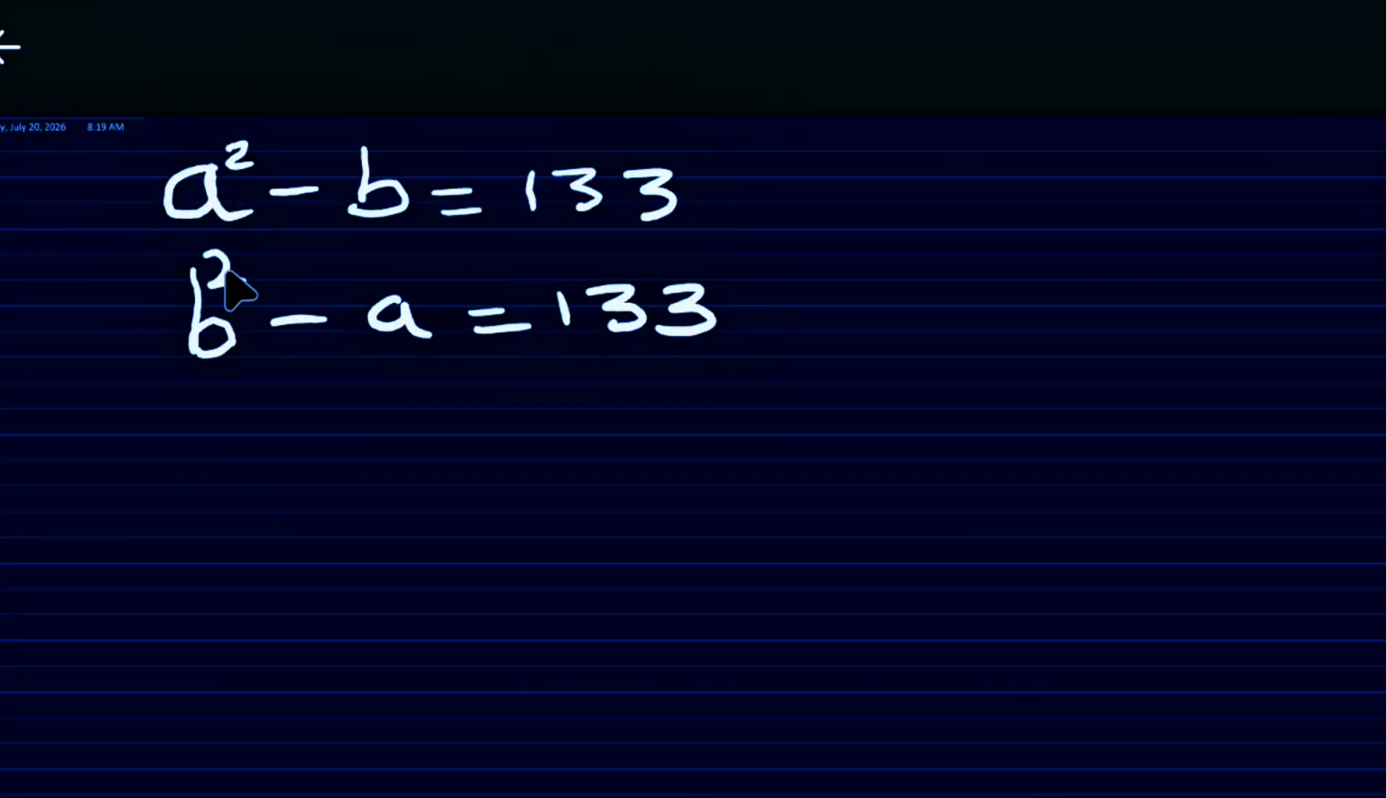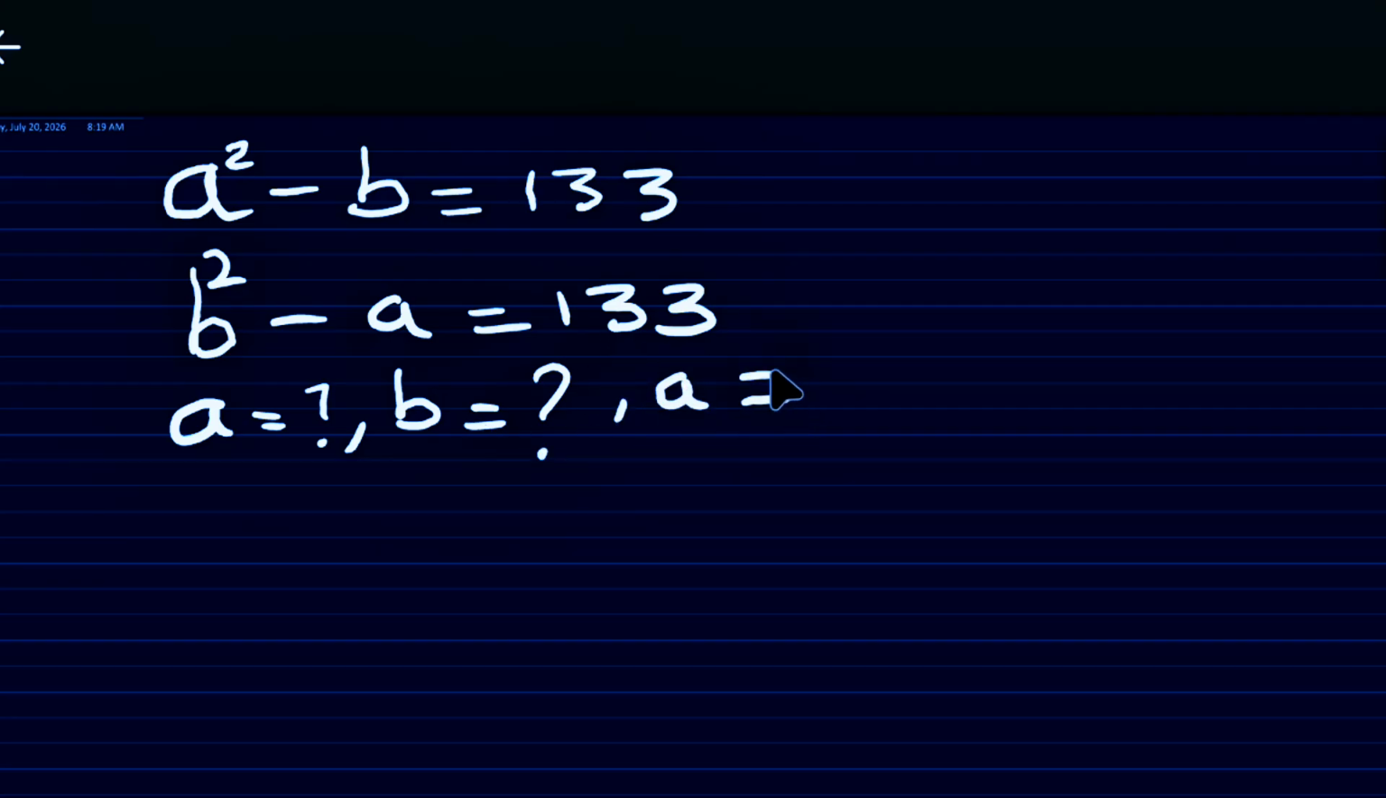Hello, great mind. We are given a squared minus b equals 133 and b squared minus a equals 133, and we are expected to find the value of a and the value of b. But we are given the condition that a is not equal to b. So the next thing we are going to do is to name these equations. This is equation 1, and this is equation 2.